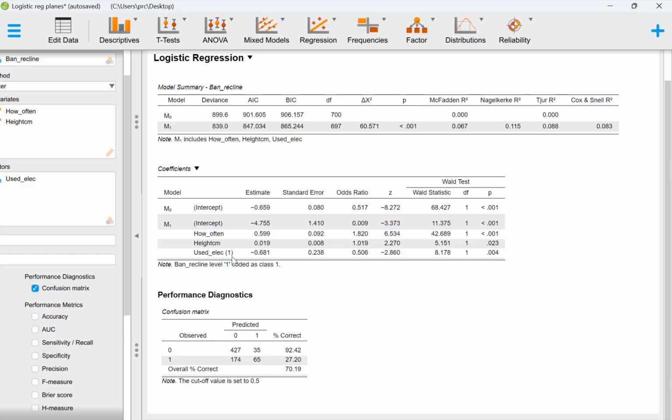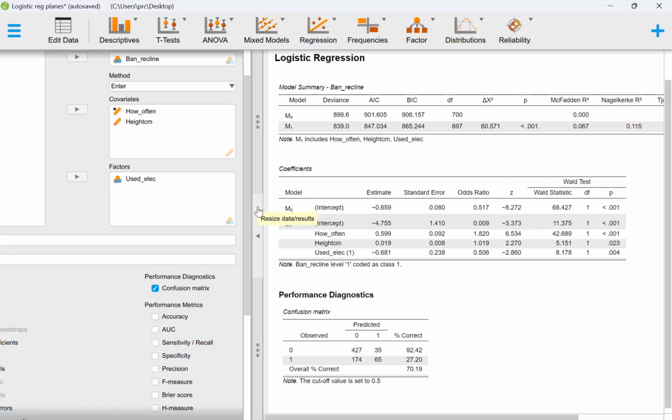And used electric is 1. So for people who use electric products when they shouldn't have, you can see our odds ratio is less than 1 here. So that means that people who use electrics are less likely to want to ban reclining seats on planes. We can see all 3 of those are statistically significant. We don't write up the intercept.